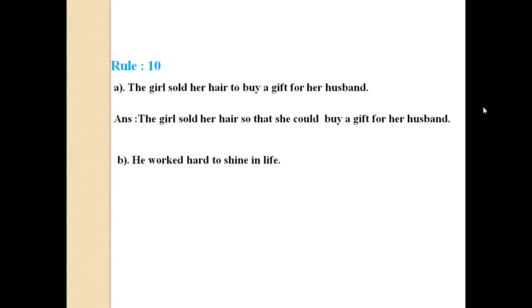Number B, he worked hard to shine in life. Use so that instead of to. He worked hard so that, then subject is he, then worked is past tense, so use could, then the rest of the sentence. He worked hard so that he could shine in life.